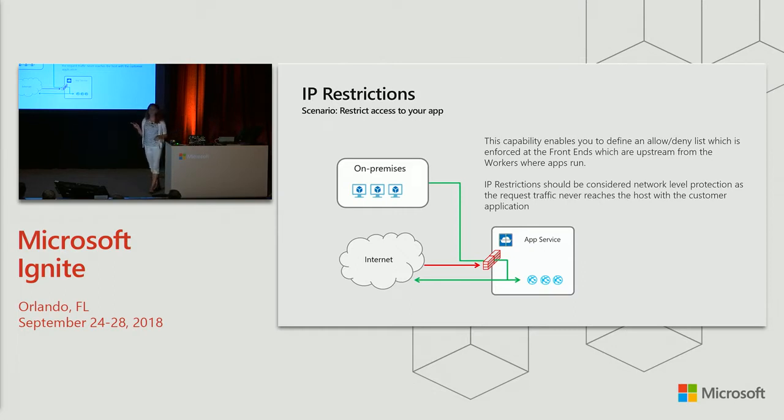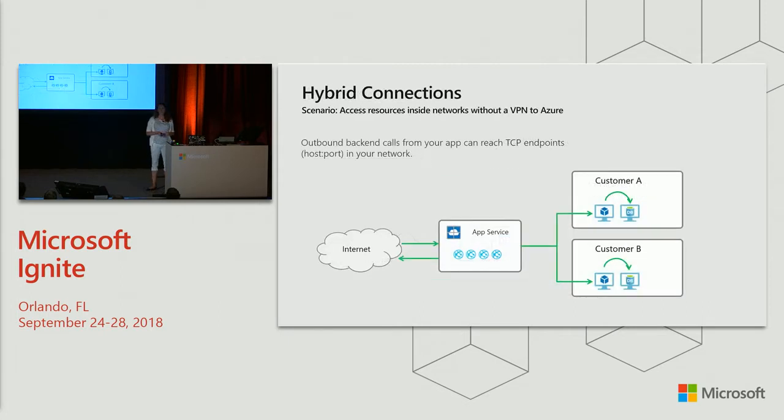IP restrictions. We redid this feature over the summer. It allows you to restrict incoming traffic. It allows you to lock it down to CIDR blocks of your own choosing. And you can build an allow deny list based on the address blocks of your choice. This capability is available across all of our pricing tiers as well as in Functions, and it works with Linux, it works with Windows, etc.